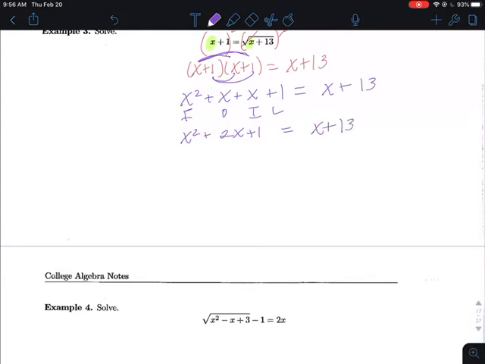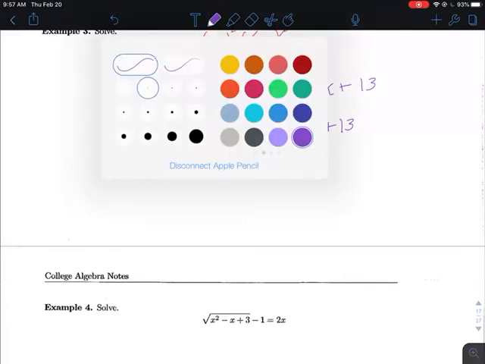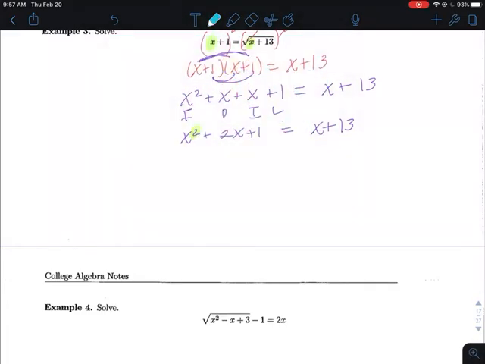So now your goal is to get x by itself. But in order for you to do that, I see this x squared pop up. So that means I'm dealing with a quadratic equation. And in order for you to solve a quadratic equation, you want everything to be set equal to 0. So I'm going to subtract x from both sides.